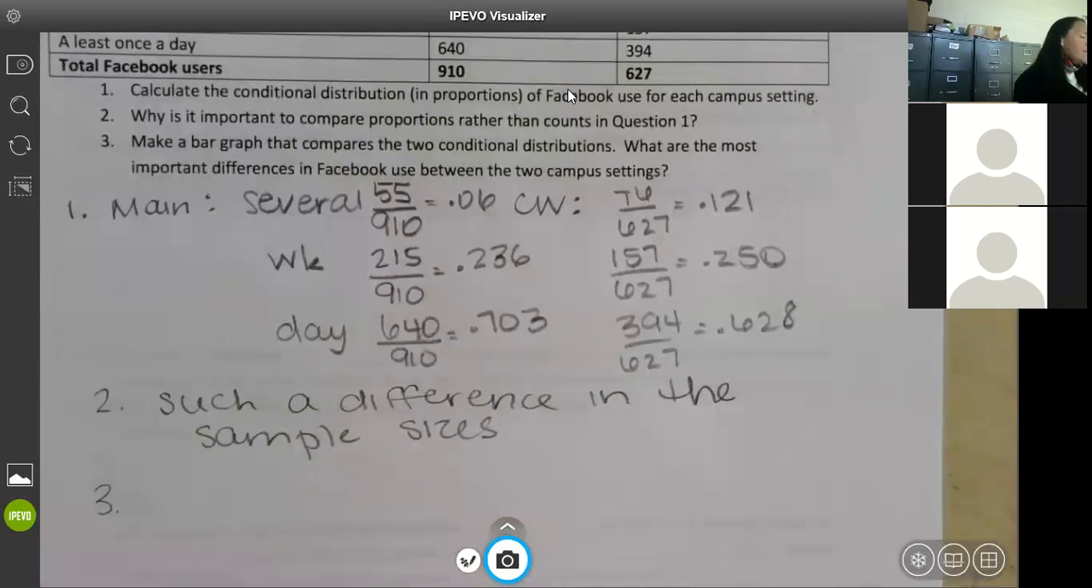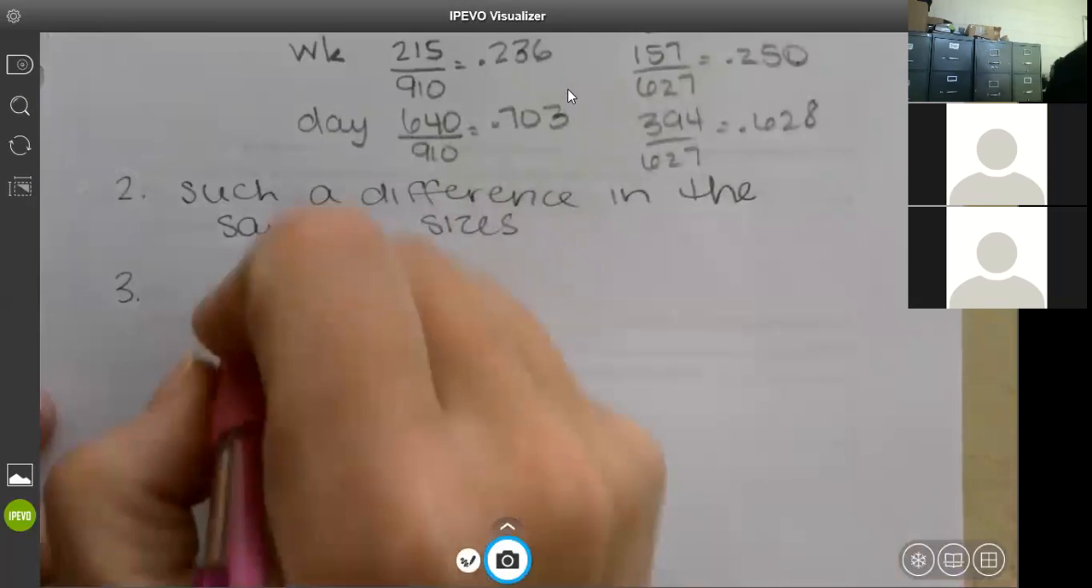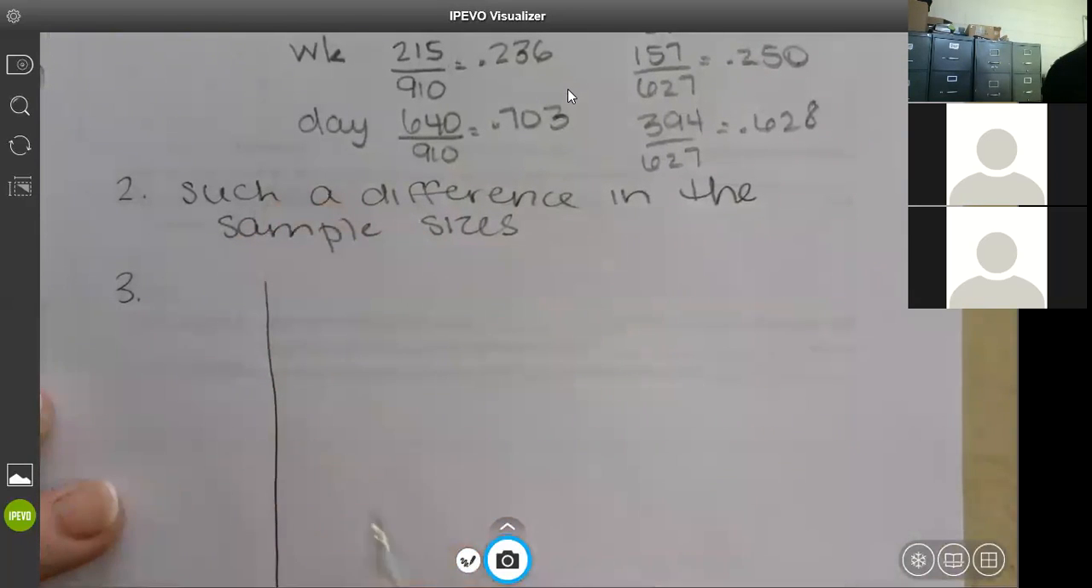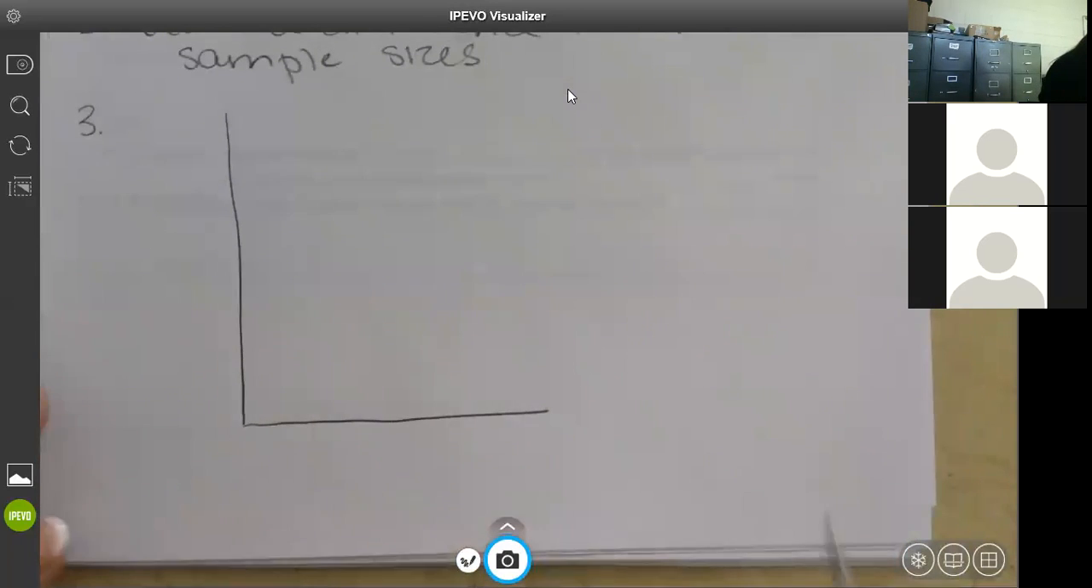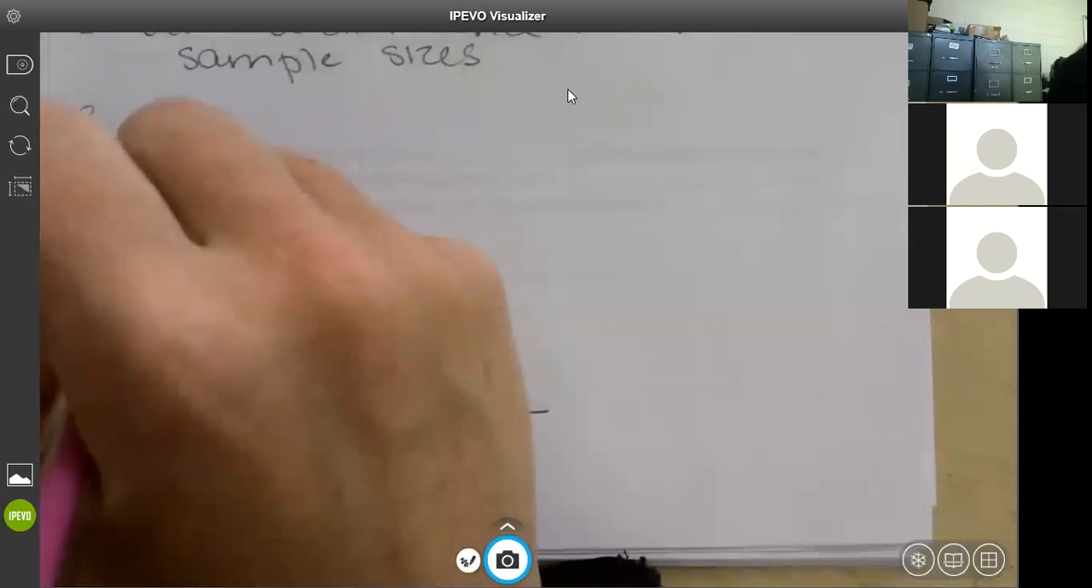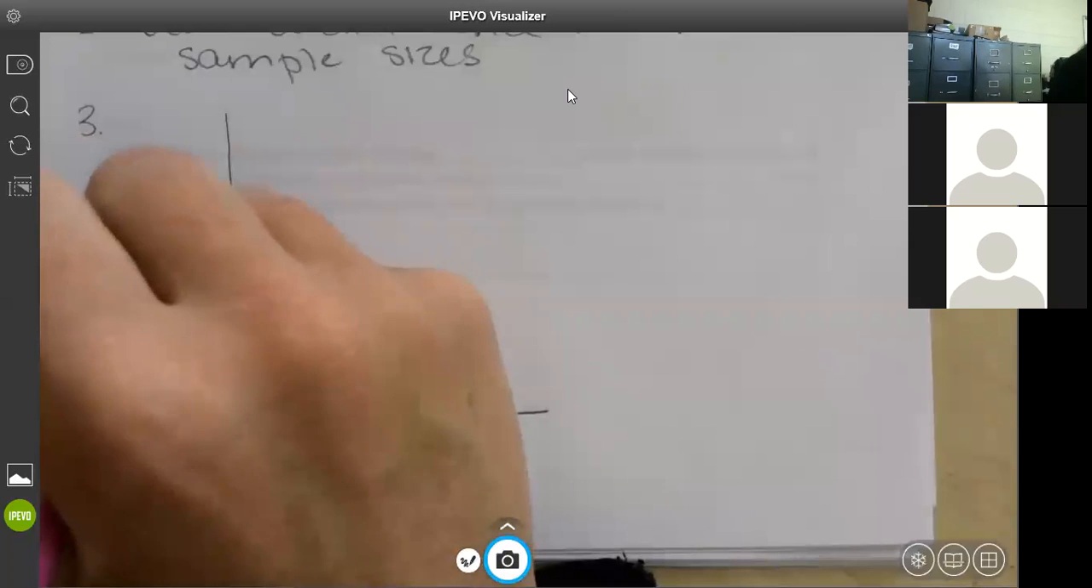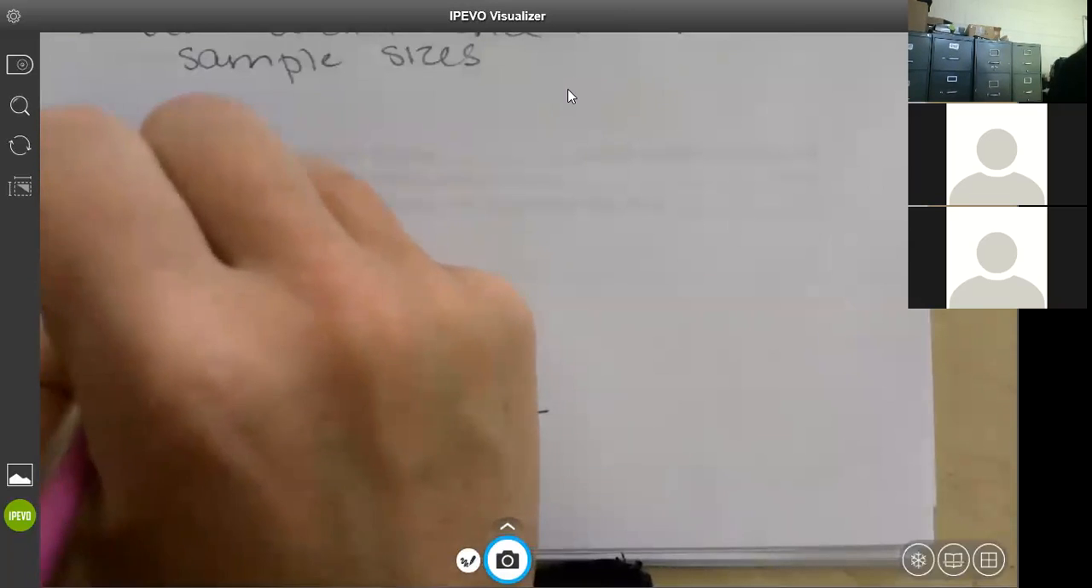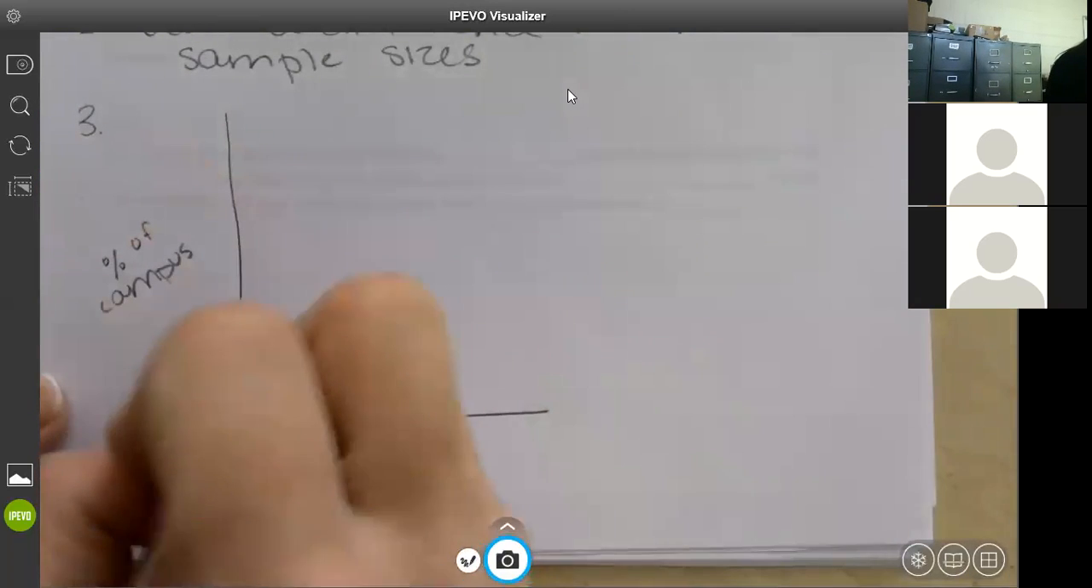And then 3, I'm going to make a really rough graph. And again, the reason I chose this one is because it only has two things that you're comparing, the main campus and the Commonwealth, rather than the 3 things from the other one. So this is what it's going to look like. I'm going to make an L graph. I'm going to put it up there. Hold on. This is going to be your percent on the campus.